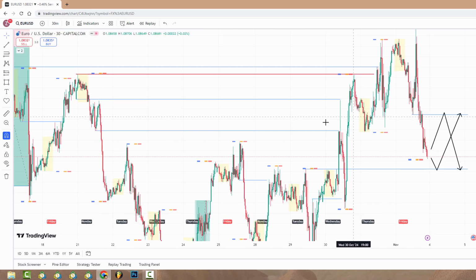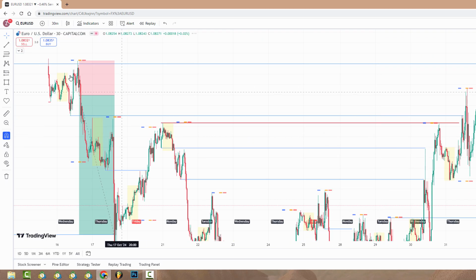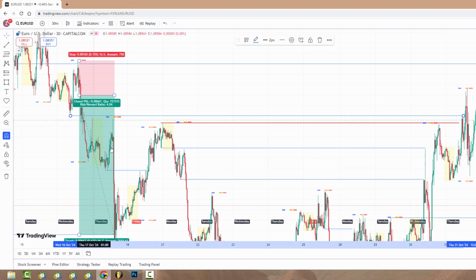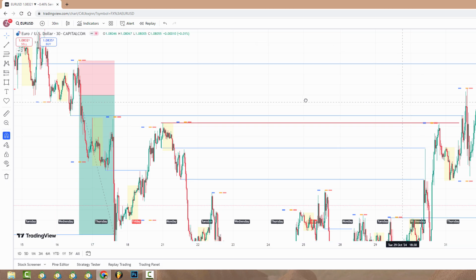But you can still take advantage of these moves. This can still provide you with a 3R, 5R maybe. Then we got this one that never got tested. Again, this doesn't count. Again, you look for strong breaks, and then from here you start to count it as valid. But we didn't fully touch it, never came to touch it.